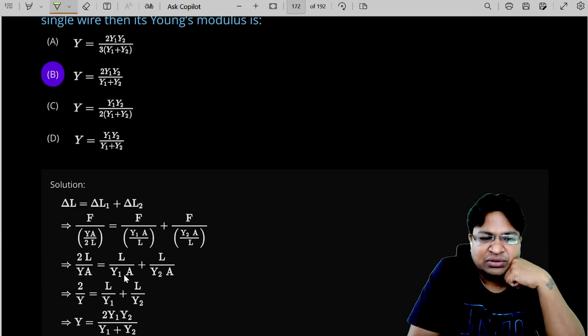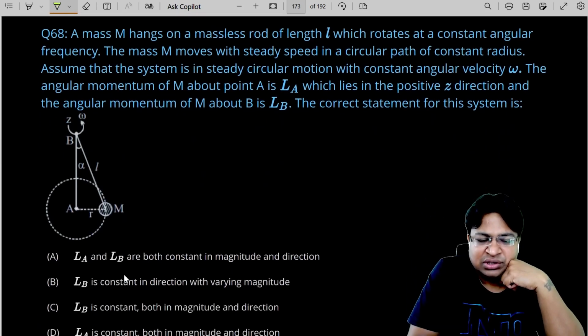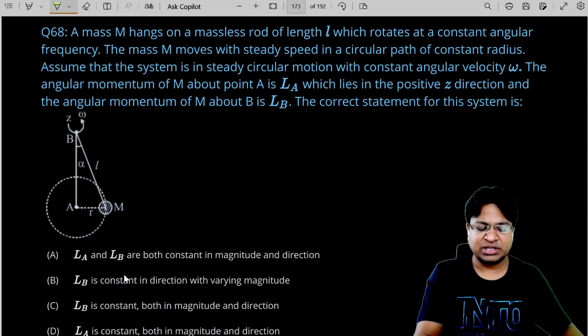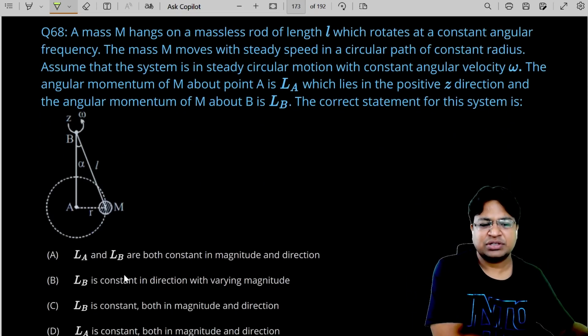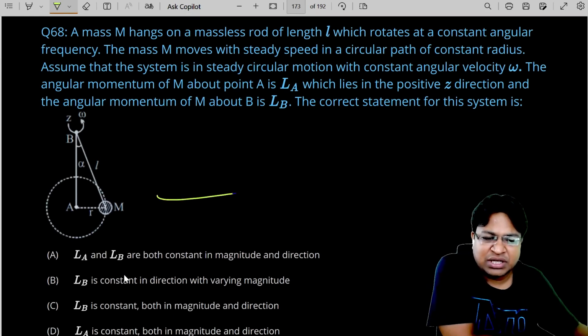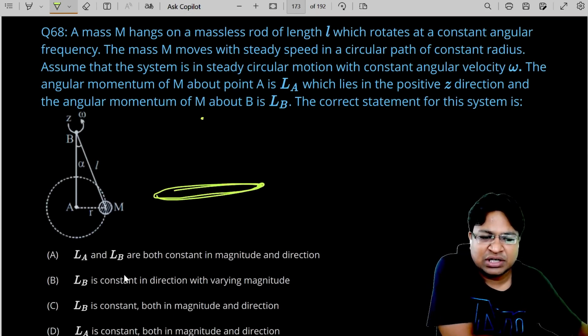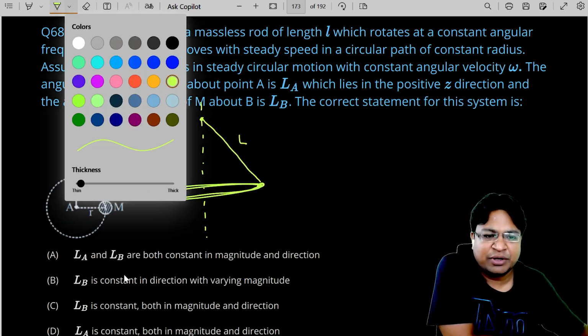Okay, now we go to the next question, question number 68. So what does this question say? In this question, there is a mass M which is going around in a horizontal circle. Okay, and this mass is attached with, let's say, a rod of length L. All right, and this is the situation. So it's a conical pendulum situation.